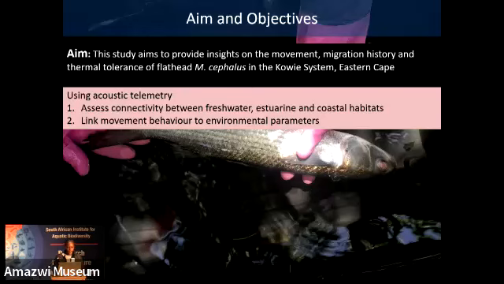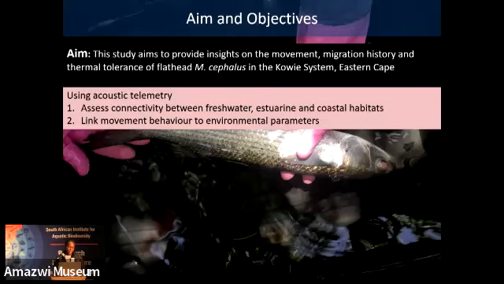Which leads me to my aim and objective. My whole entire PhD is on flatheads, and I'm planning to look at the movement of flathead from the freshwater estuary to the sea. I'm also planning to look at the migration history, which can be found using otolith microchemistry. At the same time, I'm also planning to look at the thermal tolerance of mullets, as I might have forgotten to mention that they are highly tolerant to salinity and temperature.